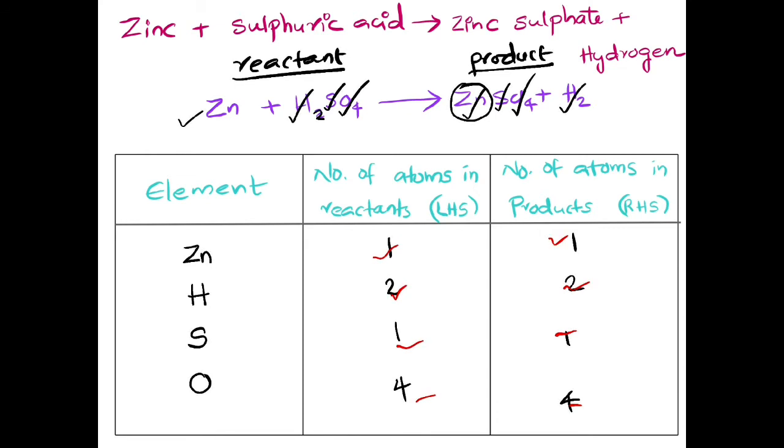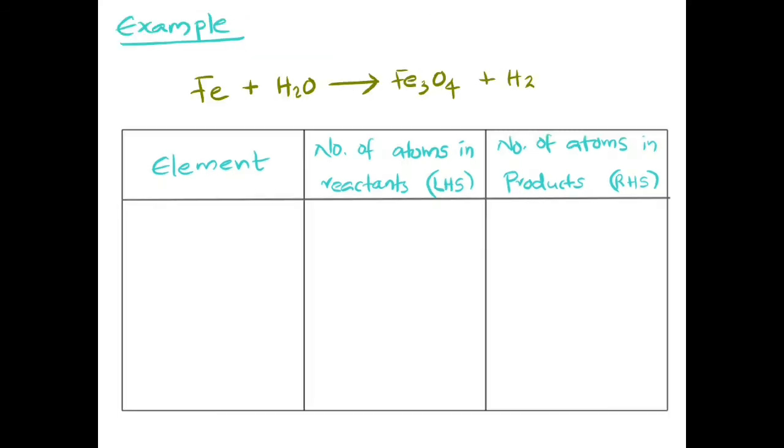So we will be calling this type of equation a balanced chemical equation. There will be chemical equations which are not balanced. We have to balance them so that the number of atoms in the reactant side and the number of atoms in the product side are equal. So let's do an example.